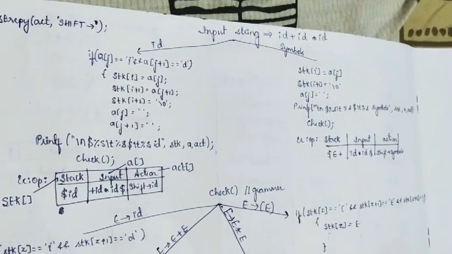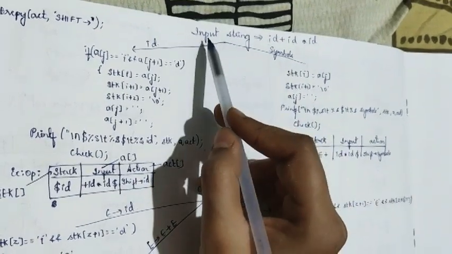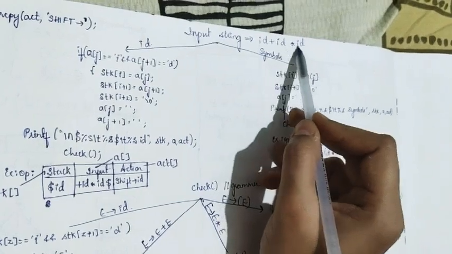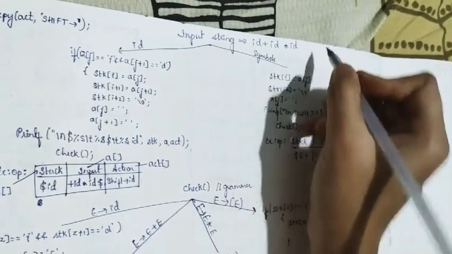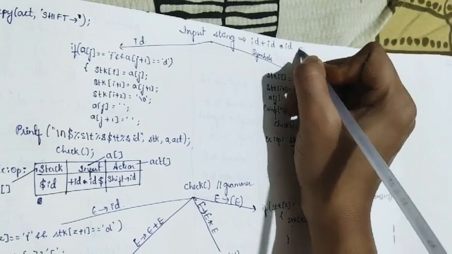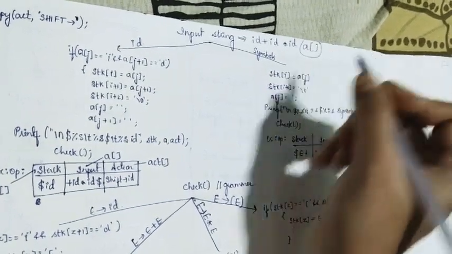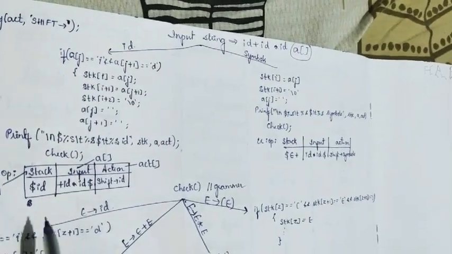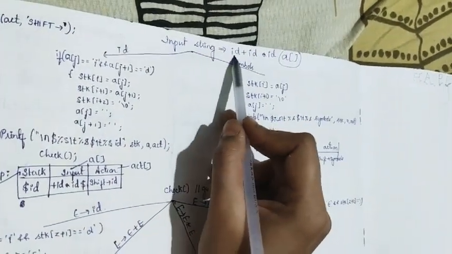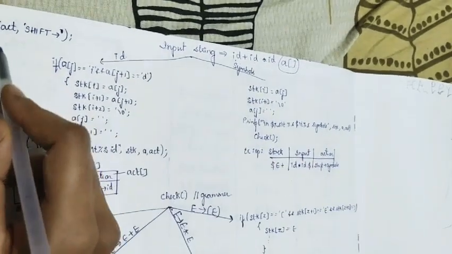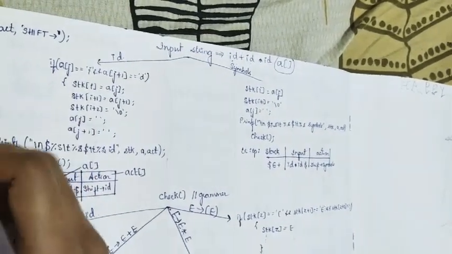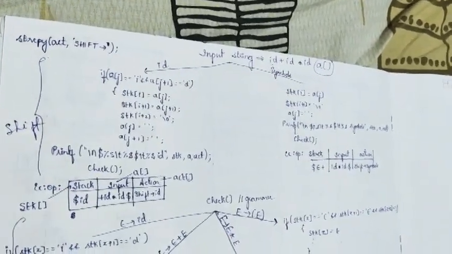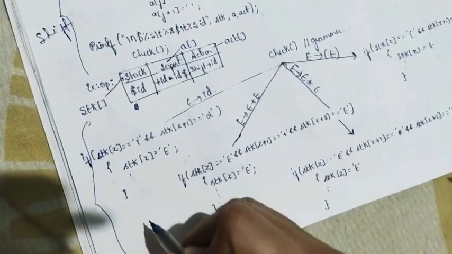Okay, going to the program, how do we implement this? To implement this, we are using an input string. What input string are we giving? id plus id into id. This will be our input string, and to give the input string we are using an array. Array A is used as the input, and in array A we are storing this particular input. Once we have stored the input, we have to shift it. This part is actually performing the shift part, and the next part will be performing the reduce part.